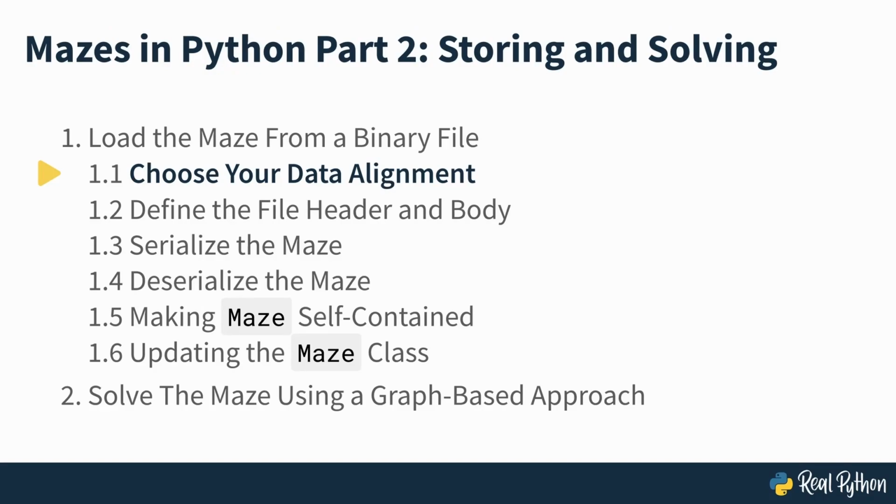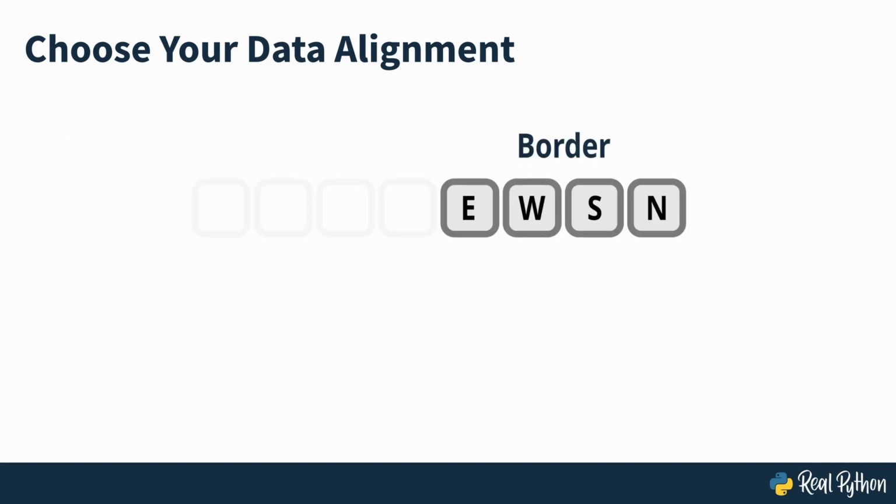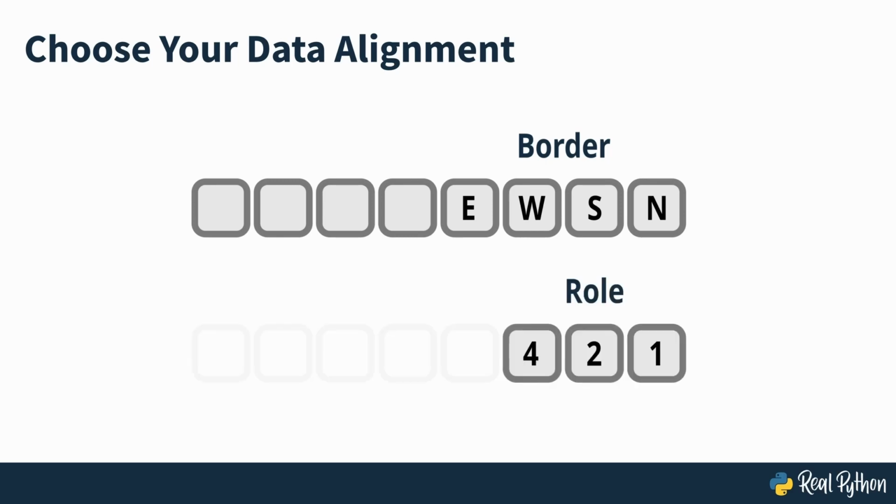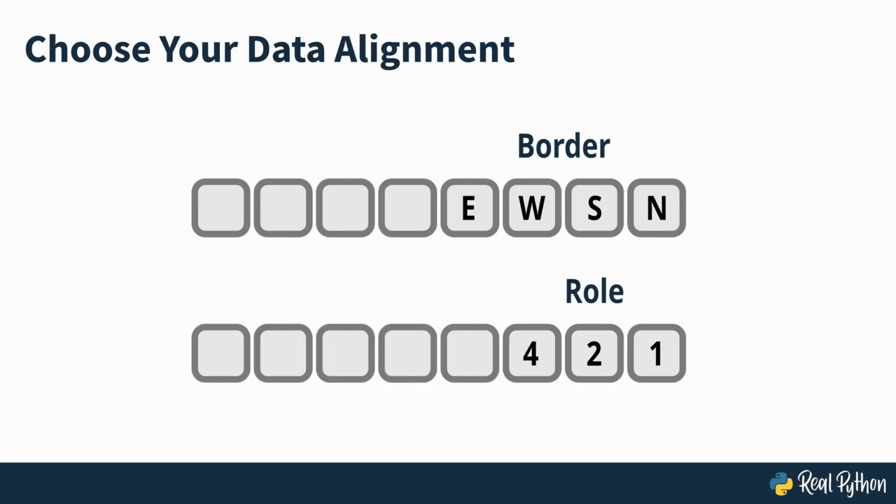Choose your data alignment. Although each border pattern can be defined by as little as 4 bits, because there are 16 different combinations of border sides, you'll need to use the whole byte with 8 bits to represent a border. That's because a single byte is the smallest unit of information in the digital world. It's the same story with your square's role, which would require only 3 bits to describe the 7 unique values. In total, you really only need 7 bits per square to faithfully represent all possible combinations of borders and roles in your maze.